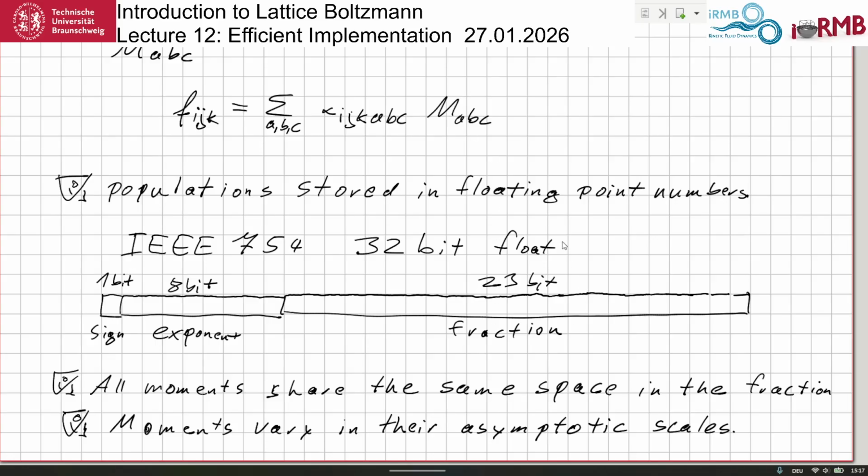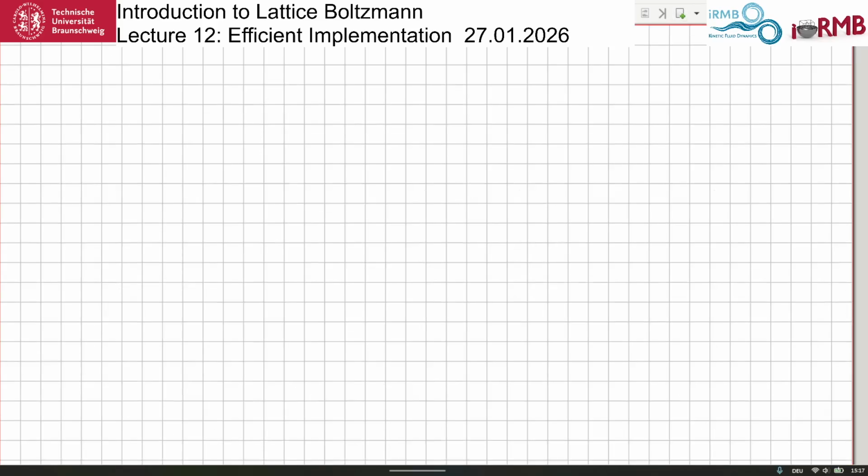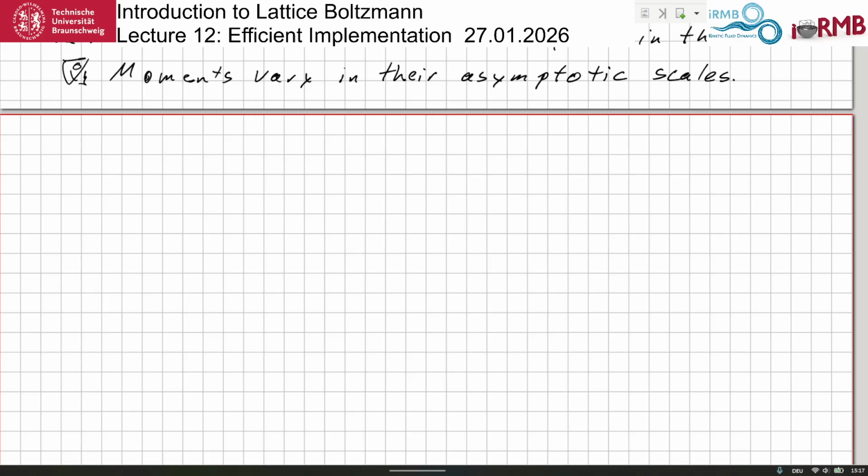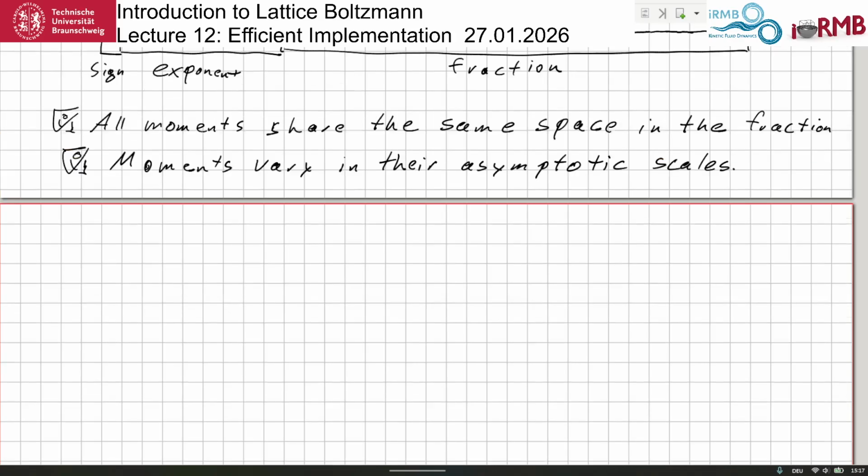Okay, next page. So let's look at this in our favorite scaling, the diffusive scaling.